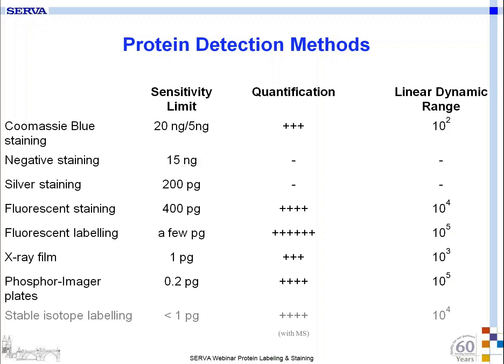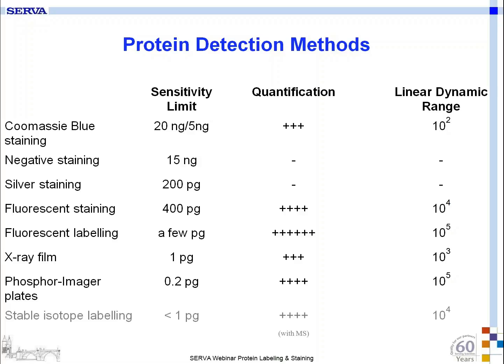With the fluorescent staining, you have a nearly good sensitivity like in silver, so 400 picograms around that, but you have a huge quantification, better than Coomassie, and the linear dynamic range of 10 to the 4 is also better than with Coomassie, and this gets topped by fluorescent labeling.